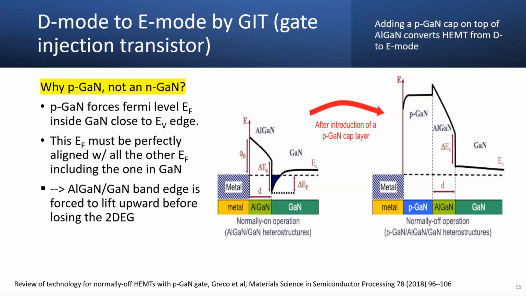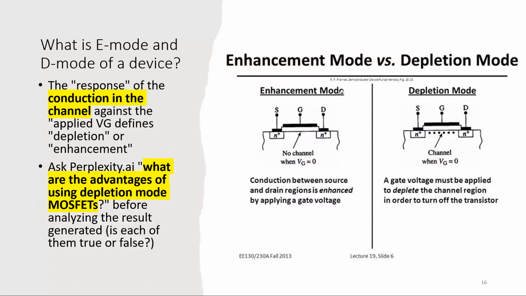And we have that detailed explanation in the other video that I published on this topic. So what's the difference between enhancement mode versus depletion mode? The depletion mode is that the current goes through when the gate voltage is zero, and you need to do something to turn it off. You need to spend energy to turn it off. This could be good, sometimes you want that, but that's not what we want. And then the enhancement mode is that if I don't ask you to do anything, it doesn't do it.